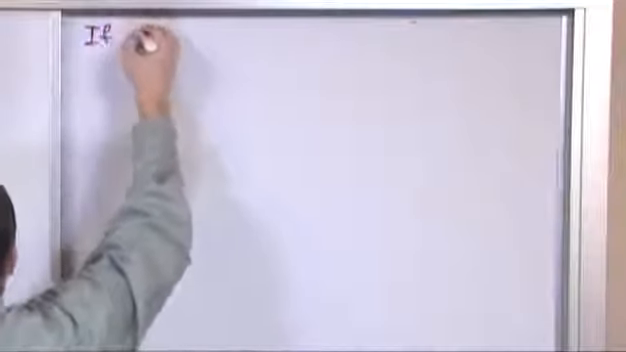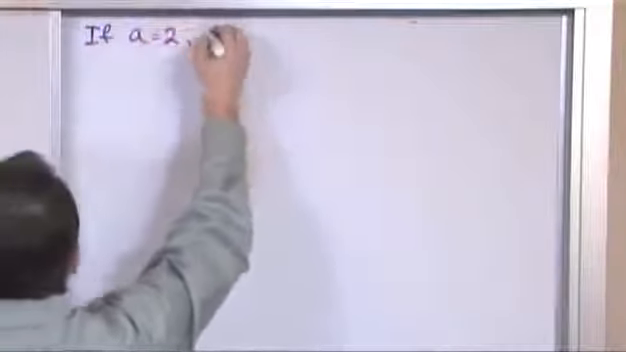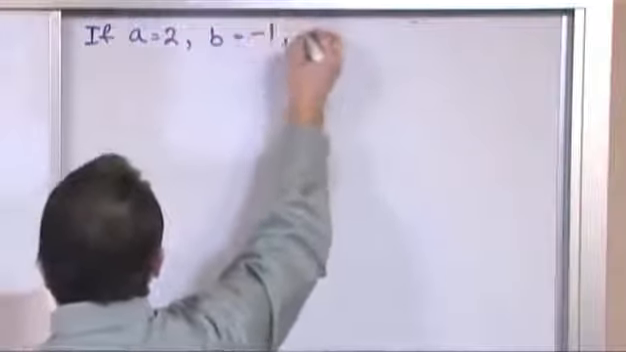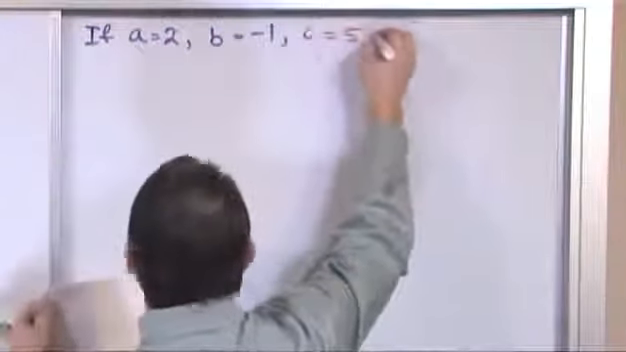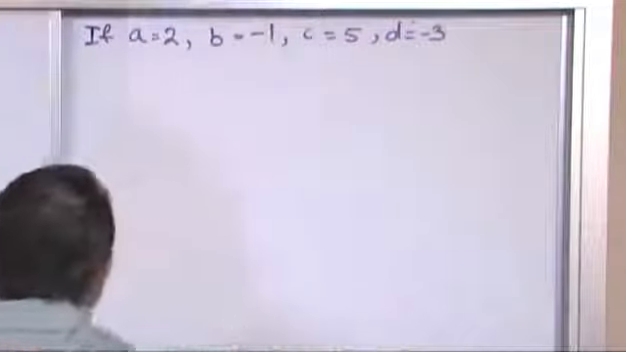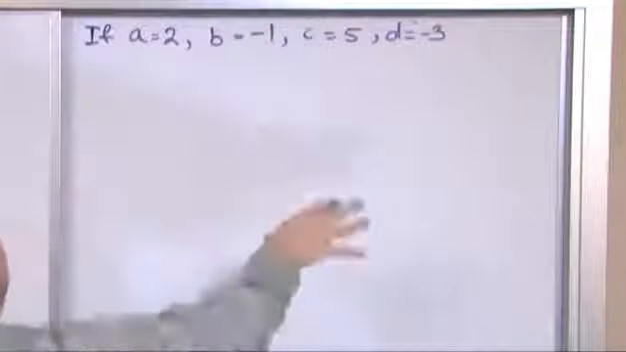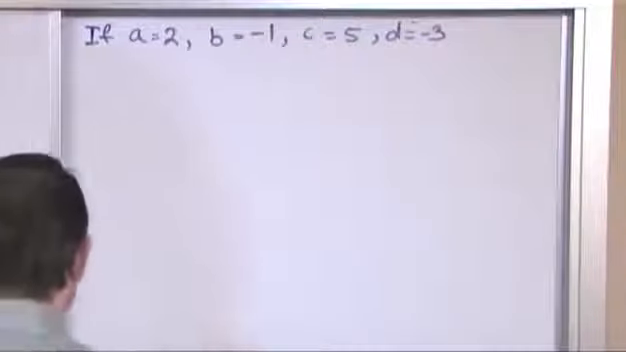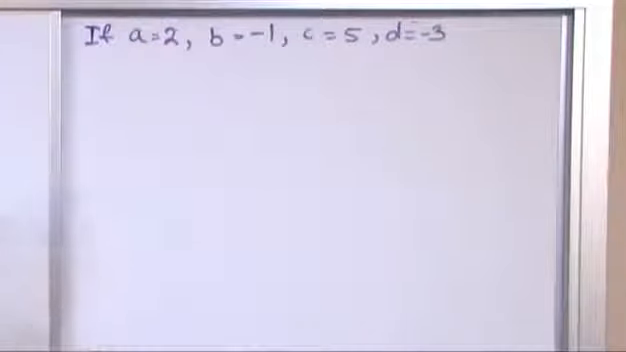Now we're going to do one more type of problem that's really interesting that you'll see a lot. And in your books, you might see something like this. If A is equal to 2, and B is equal to negative 1, and C is equal to 5, and D is equal to negative 3, then evaluate the expression. Now remember, when you see letters, don't be upset by that. That just means that you have represented a letter with a number.